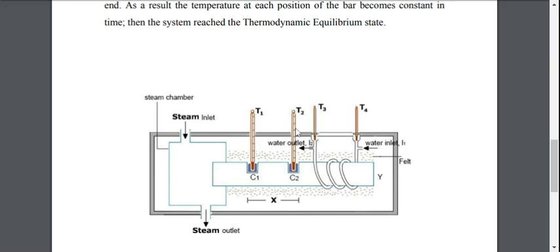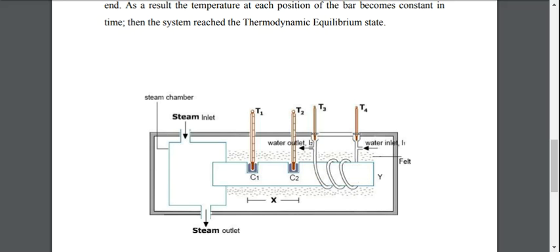Four different thermometers are kept at different positions of the copper rod. When we start the flow of heat at one end, as a function of time, the heat flows through the length of the copper, and at the end of the colder portion, we see that the temperature of the water slowly increases because it is absorbing the heat that is released by this copper rod.